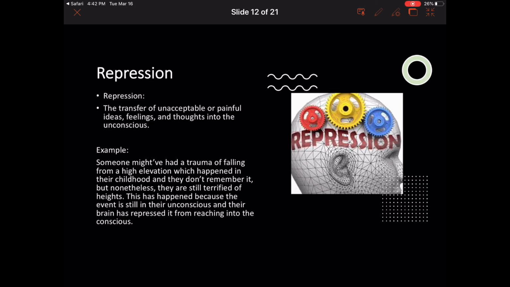An example could be someone who might have had a trauma of falling from a high elevation, which happened in their childhood, and they do not even have a remembrance of this. But nonetheless, they are still terrified of heights. This has happened because the event is still in their unconscious mind and in their brain, and their brain has repressed it from reaching into their conscious mind, which still causes them to fear heights without knowing why they fear it.